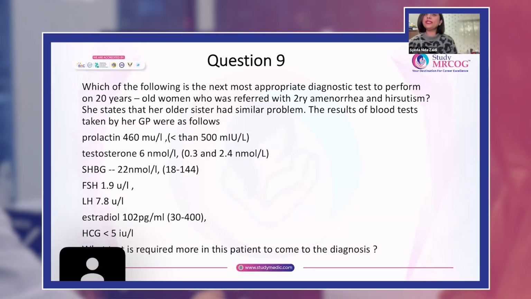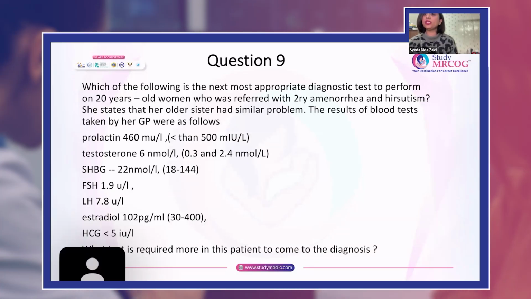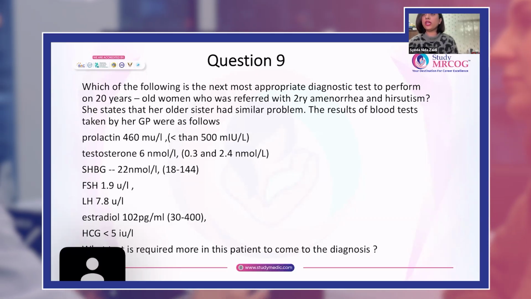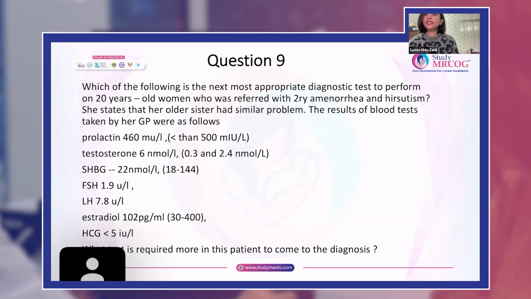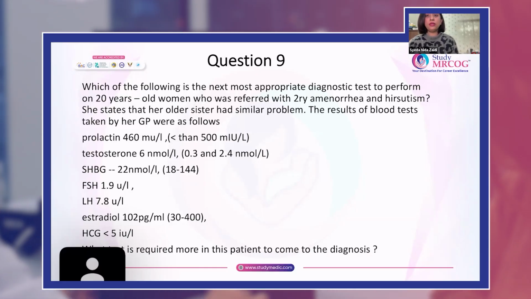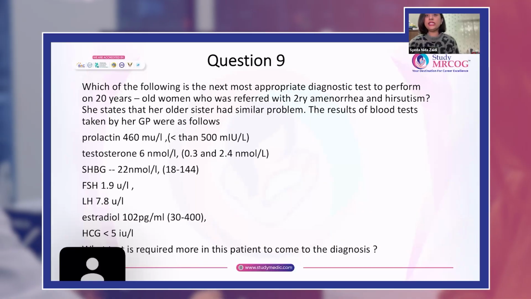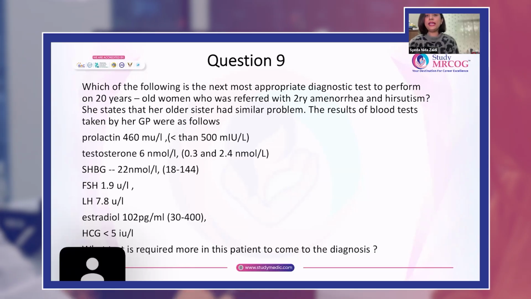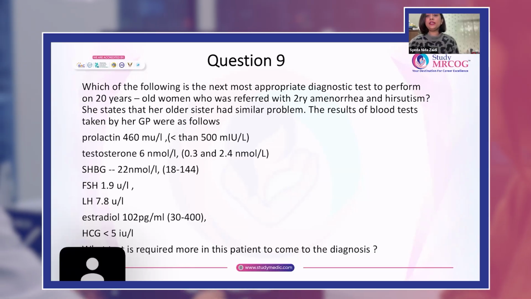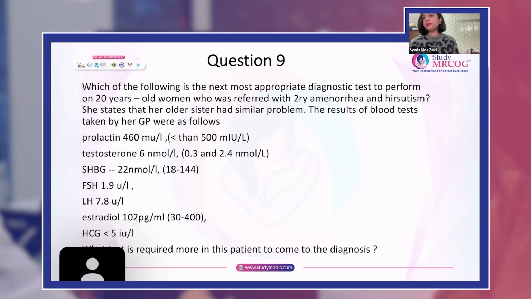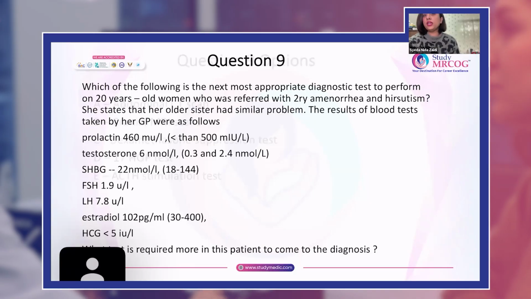Question number 9. Which of the following is the next most appropriate diagnostic test to perform on a 20-year-old woman who was referred with secondary amenorrhea and hirsutism? She states that her older sister had a similar problem and the results of blood tests taken by her GP were as follows. The prolactin is normal, it is 460, testosterone is raised, 6, sex hormone binding globulin is 22, FSH is 1.9 and LH is 7.8. Estradiol is 102 and HCG is less than 5. So what is required more in this patient to come to the diagnosis?